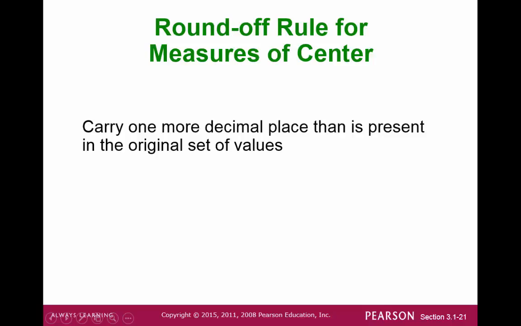We'll see round-off rules throughout the text. For measures of center, the round-off rule is to carry out 1 more decimal place than what is present in the original data set.